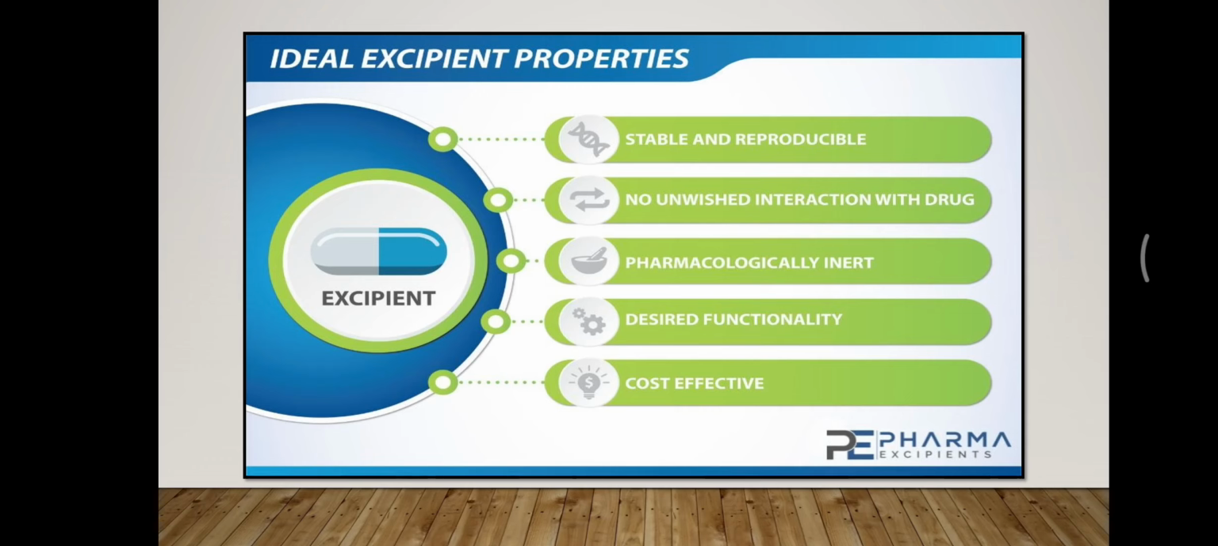It has a desired functionality. That means excipients may act as dissolvents or solvents. They can be made up of carbohydrates, any chemical substances. Thus it has specific and desired functionalities, and it is very cost effective.